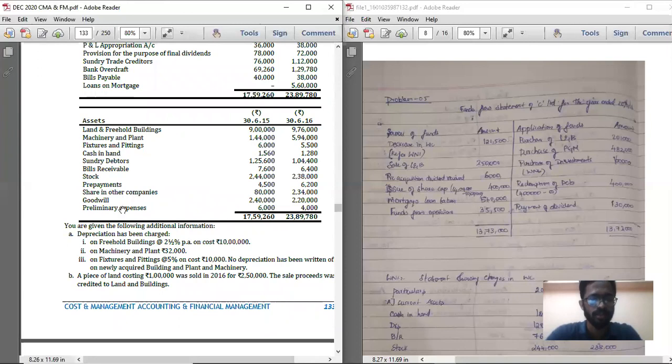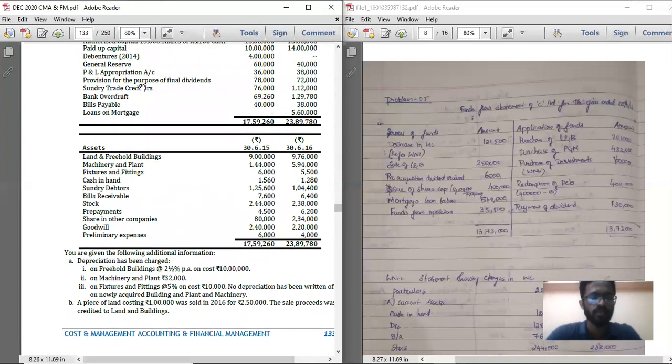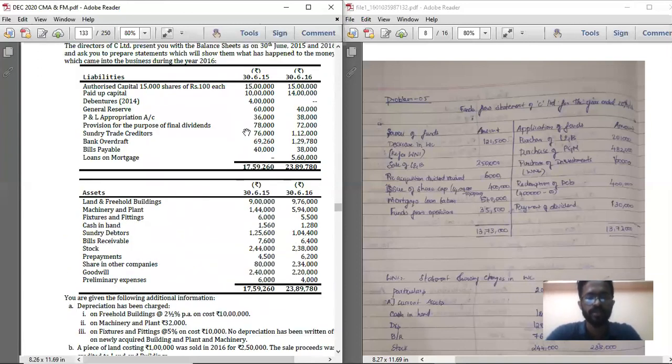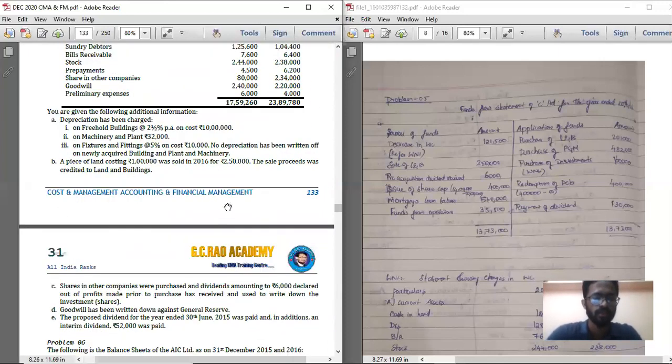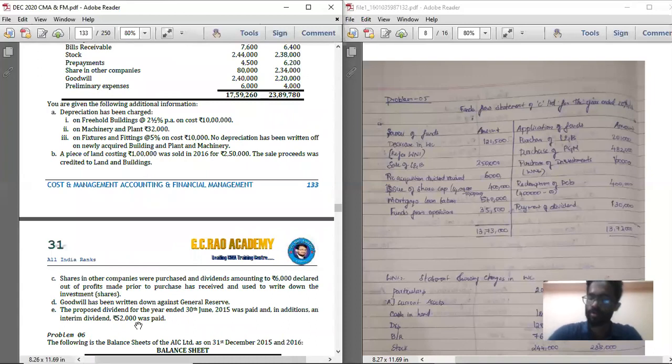What is the proposed dividend? They would have given directly what is the proposed for the purpose of final year dividend. The previous year's proposed dividend will be paid in the current year. So 78,000 plus 52,000 interim dividend. How much is the total? 78 plus 52,000, you are getting 1,30,000. So in the application of funds, payment of dividend, record 1,30,000.